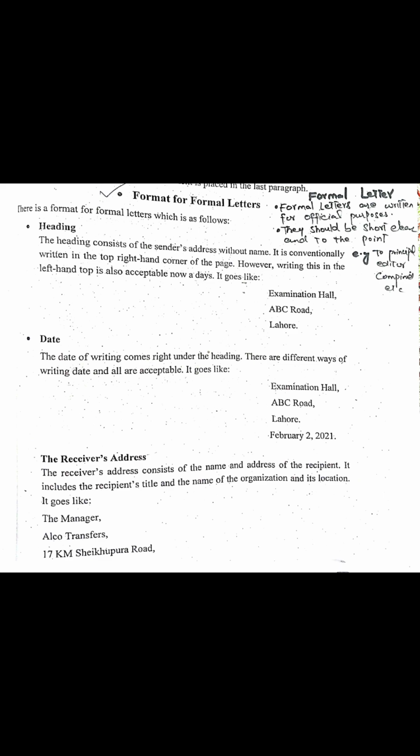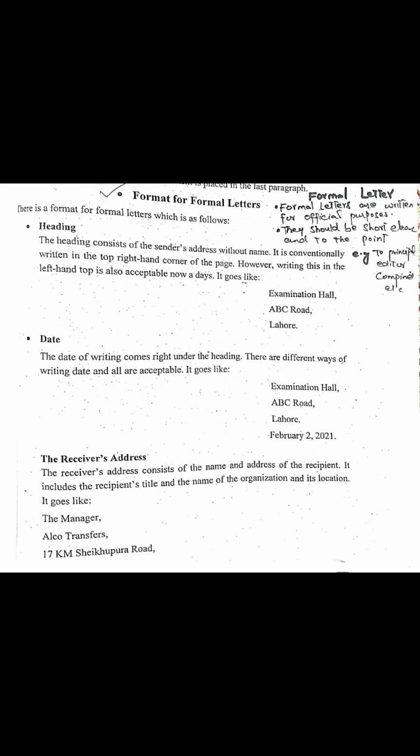It goes like examination hall, it takes a comma, then ABC road, it also takes a comma, then write name of your city. Suppose you are writing letter from Lahore, so write here Lahore, and after Lahore you will put here a full stop. This is heading, or sender's address. Suppose you are writing a letter, so it is your address.